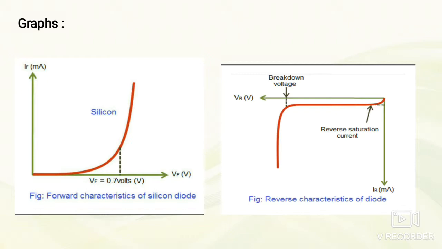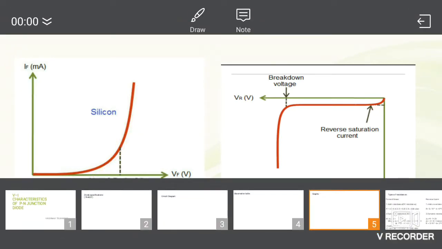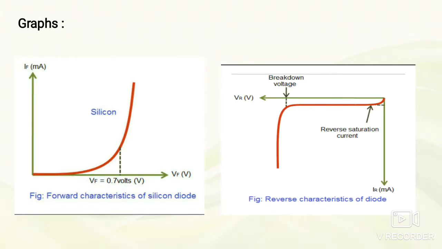This is the graph for the ideal silicon diode. This shows that at 0.7 volts there is a sudden increase in current. This is due to the breakdown voltage of silicon diode is 0.7 volts, whereas it is 0.3 volt for germanium. This is reverse characteristics of silicon diode.